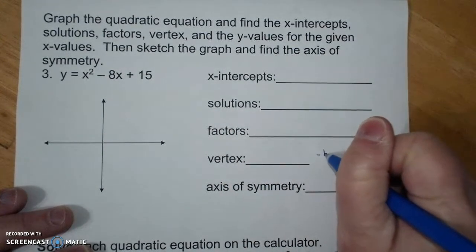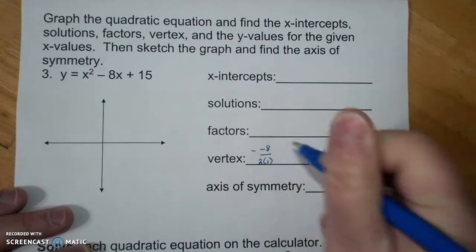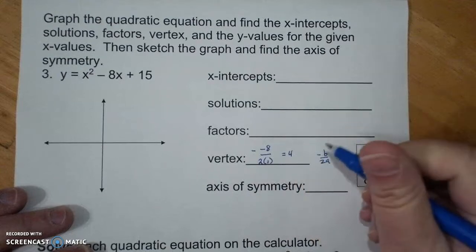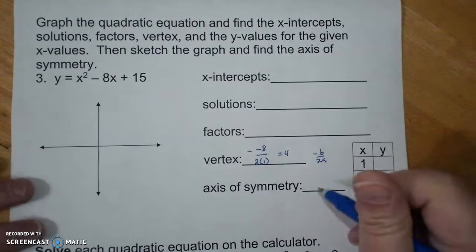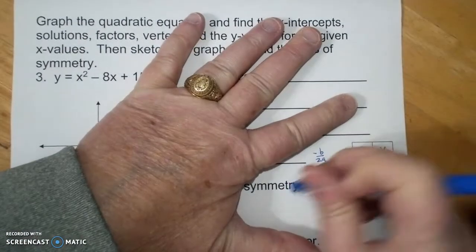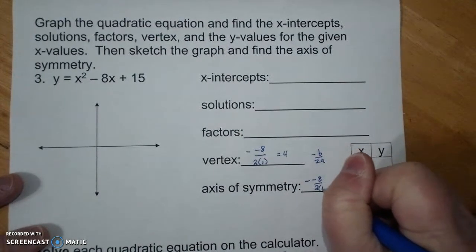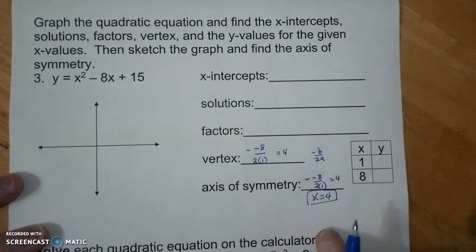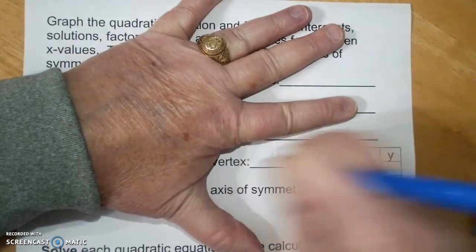Vertex, opposite b over 2a. Opposite of -8 over 2 times 1, 8 over 1. Axis is 4, so my axis of symmetry, sorry, I did all of that in the wrong place. -8, -8. Let me fix all this. -8 over 2 times 1 equals 4. X equals 4. Yes, I have to have that it is x equals 4, because in Algebra 1, you get x equals numbers.